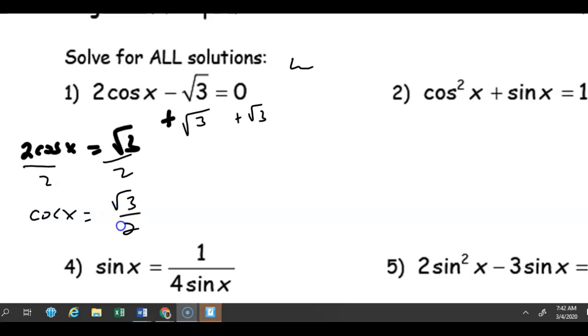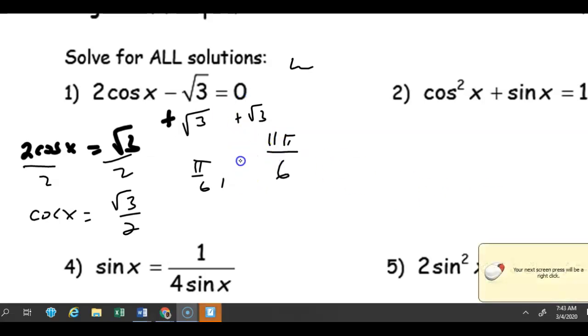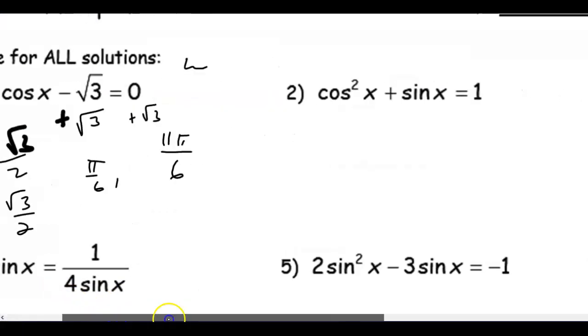Alright, and so what you do then is look at your unit circle and figure out the exact values where cosine x equals radical 3 over 2. Alright, and that's going to be pi over 6, and 11 pi over 6. Make sure you don't use the negatives right here, because that was an add, not a plus or minus, since we didn't take a square root on both sides. Alright, anyway, let's keep going.